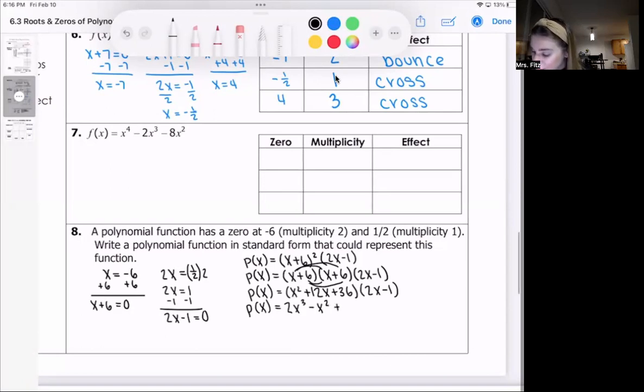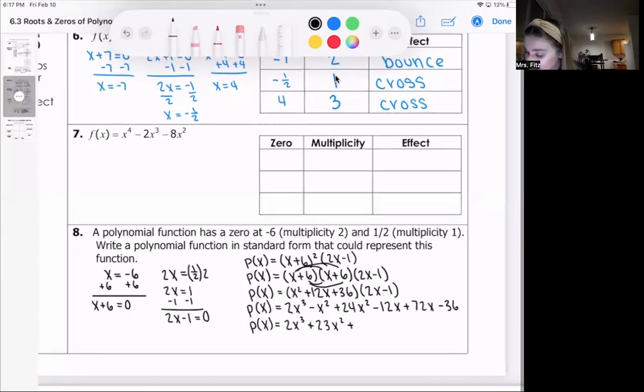12x times 2x is plus 24x squared. 12x times -1 would be negative 12x. And 36 times 2x would be, let's see, 60 plus 12 is 72x, and then minus 36. Let's just go ahead and combine like terms, and our polynomial will be 2x cubed. We have negative x squared plus 24x squared, which would be plus 23x squared, and then negative 12x plus 72x would be a positive 60x, and then minus 36.